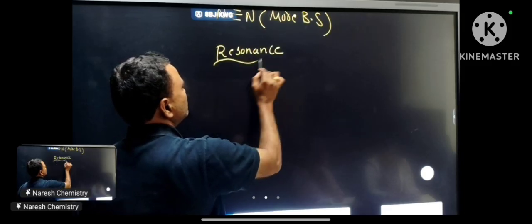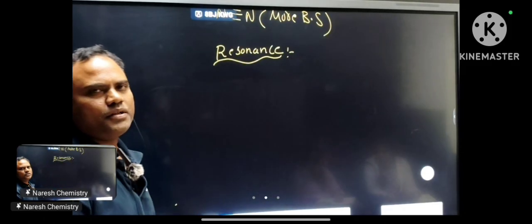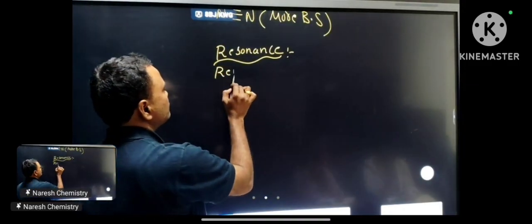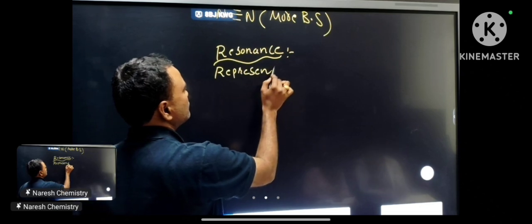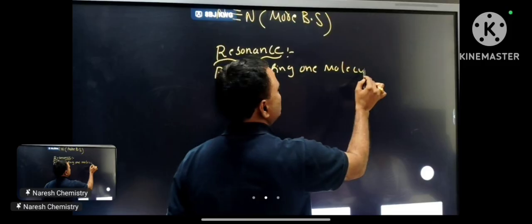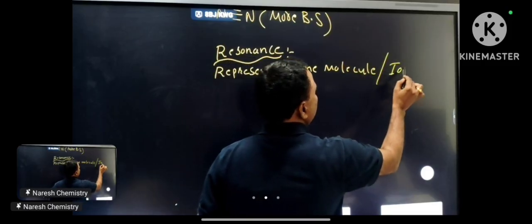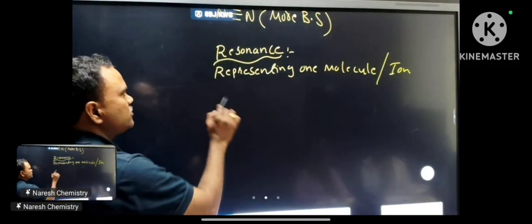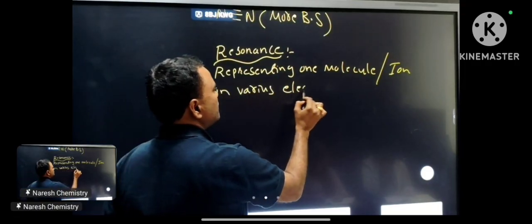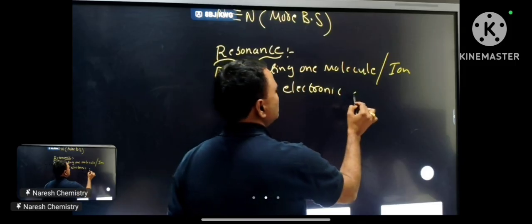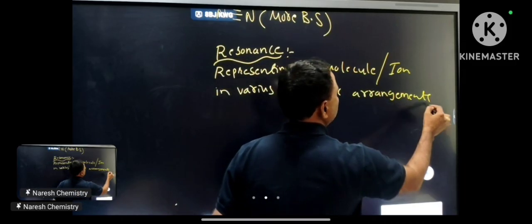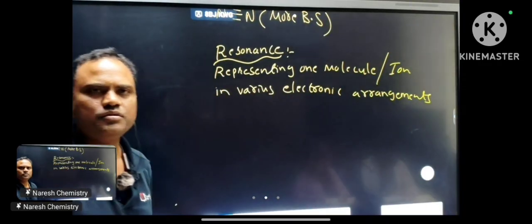The definition is the same. Representing one molecule or ion in various electronic arrangements is called resonance.